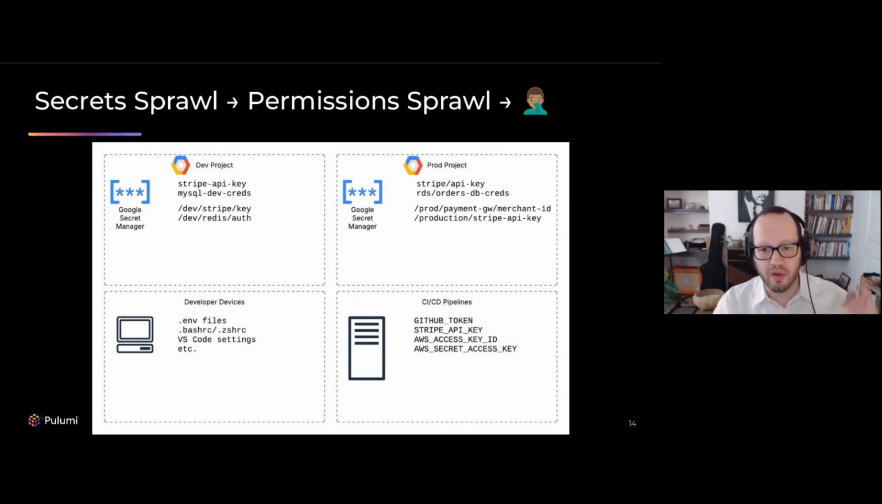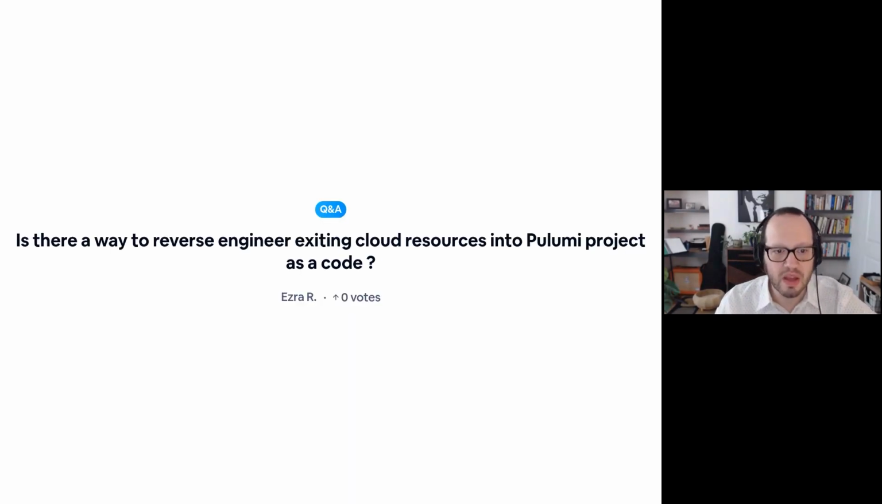actually, you know what? I got a really good question from Ezra, and I'd like to bring this up on the screen real quick. So, is there a way to reverse engineer existing cloud resources into a Pulumi project as code? Okay. So, how do you get from I have stuff in the console and I want to put that under infrastructure as code? That's a great question. So today, I'm actually going to close this question.